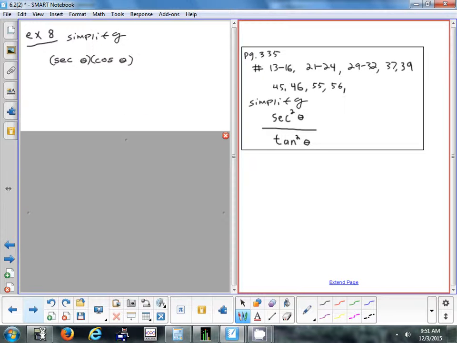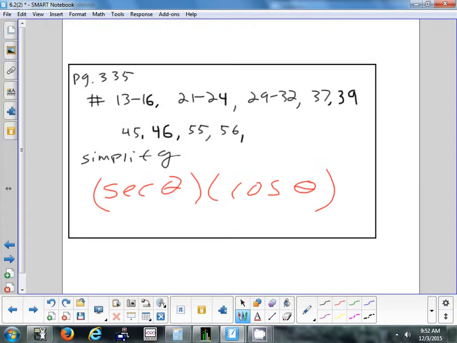Okay, you know what? I'm going to have you do example 8 instead of this. On page 335, try 13 to 16, 21 to 24, 29 to 32, and then 37, 39, 45, 46, 55, and 56, and try simplifying this one trig identity. My hint is look back at your formulas and change everything to sine and cosine, and something will cancel out, just like the last problem.